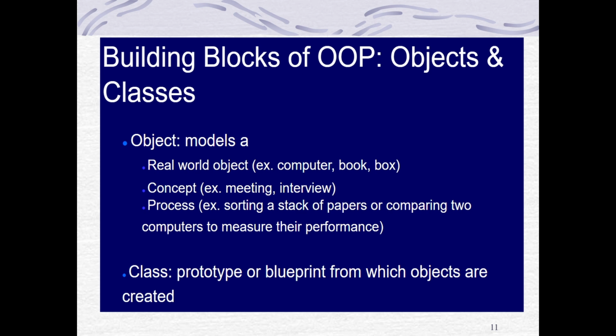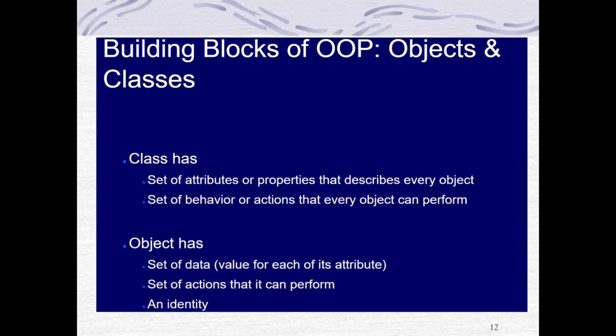And what are the building blocks of object-oriented programming? The main things we have seen in the previous slide: objects and classes. The object is a real world entity, for example, a person, computer, book or box. Here we define this object using attributes and methods, and all these things we can implement inside the class. A class is the prototype or blueprint from which objects are created. A class has a set of attributes or properties that describe every object, and a set of behaviors or actions that every object can perform.